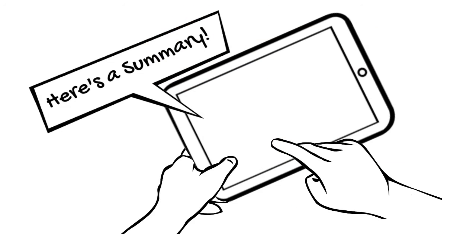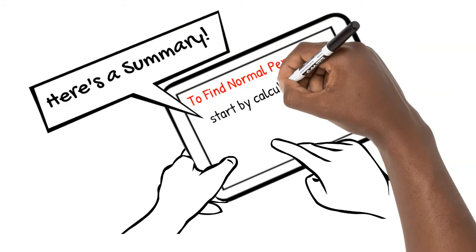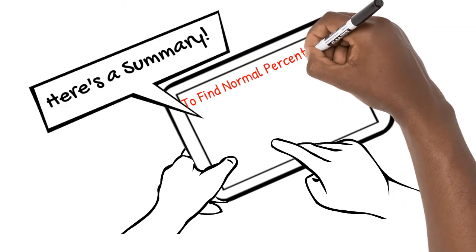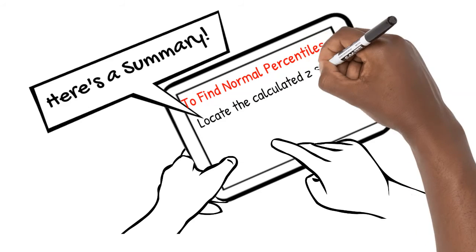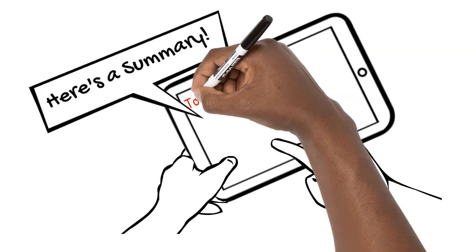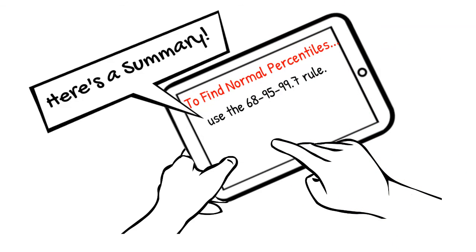Here's what we've learned in this video. To find normal percentiles, start by calculating z-scores. To find normal percentiles, locate the calculated z-score on the x-axis of the normal curve. To find normal percentiles, use the 68, 95, 99.7 rule.